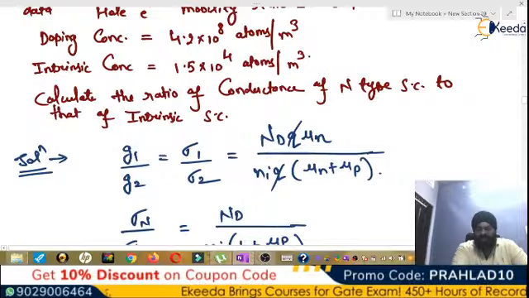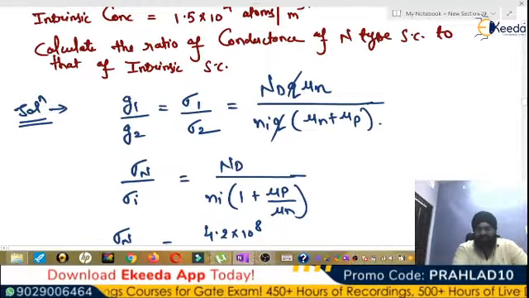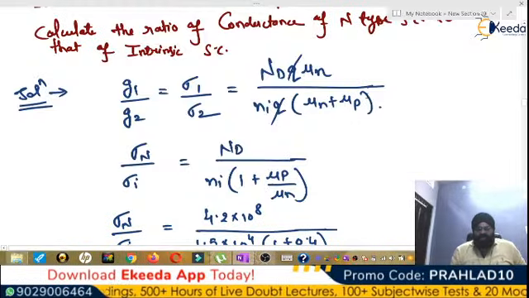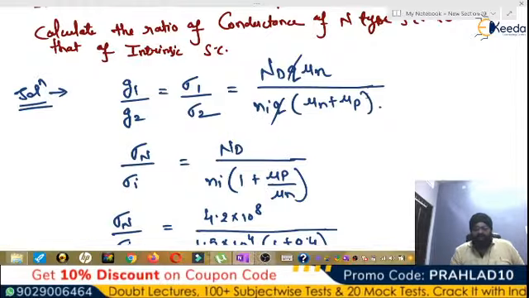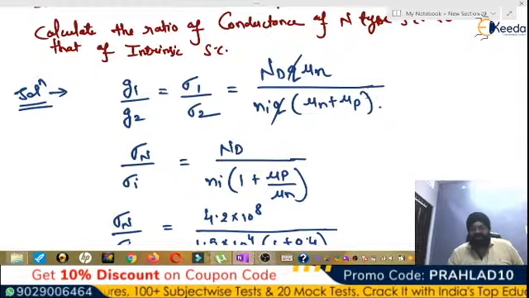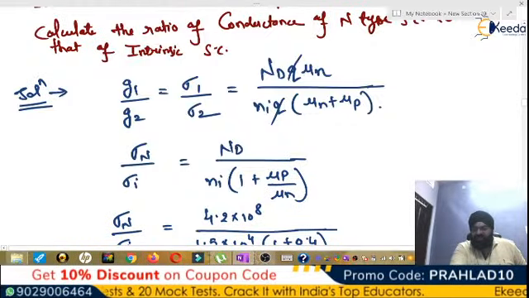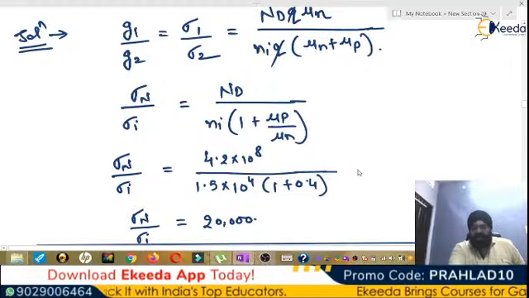So the ratio of conductance is equal to the ratio of conductivity σ1 to σ2. Now the first semiconductor is n-type and the second is intrinsic, so we have to take the ratio. So N_d q μn is the conductivity of n-type semiconductor, and N_i q (μn + μp) is the conductivity of intrinsic semiconductor. So we will divide these two conductivities, and our answer is N_d over N_i (1 + μp/μn).